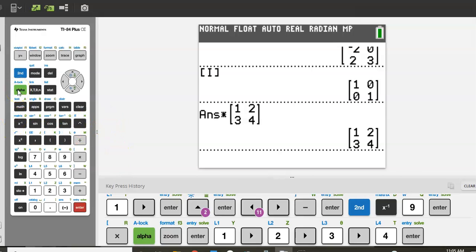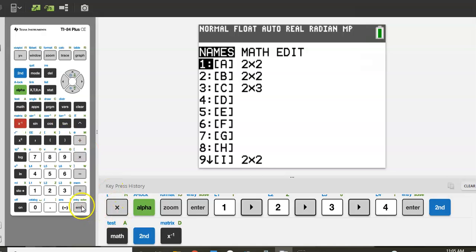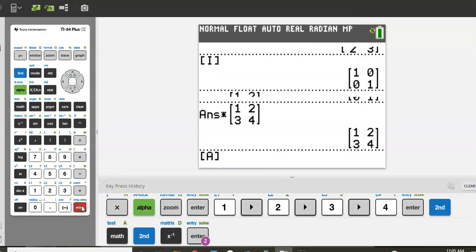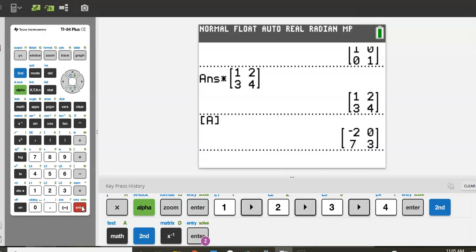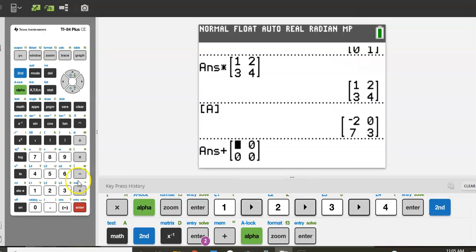Okay, on the calculator, I'm going to bring up my first matrix, matrix A. It was negative 2, 0, 7, and 3. And I'm going to add to that the dummy matrix, the do-nothing matrix, for addition. And actually, when I ask for a 2 by 2, it pops up on my screen. It's just 0, 0, 0, 0. Right? 1 plus 0 is 1, 2 plus 0 is 2, 3 plus 0 is 3, 4 plus 0 is 4.